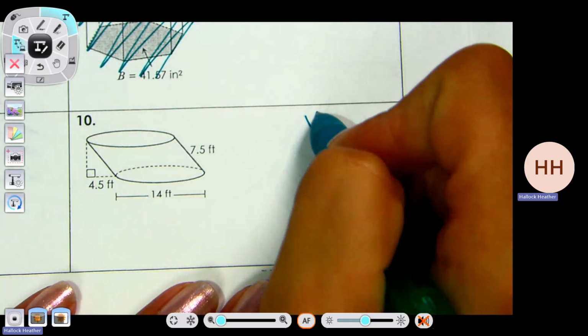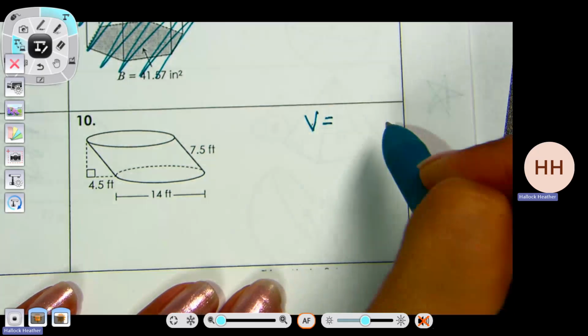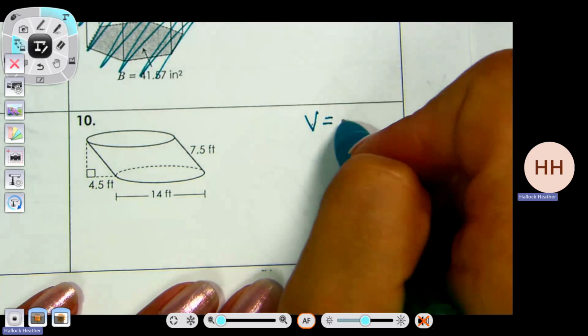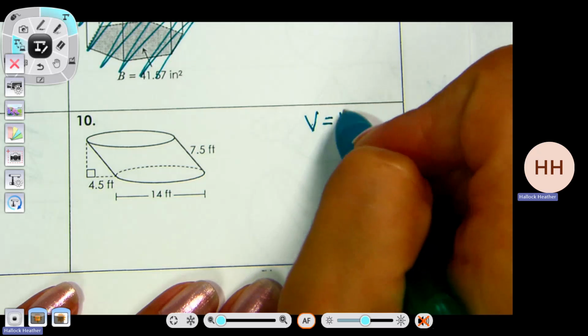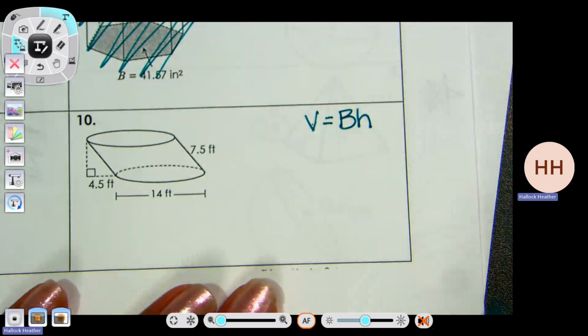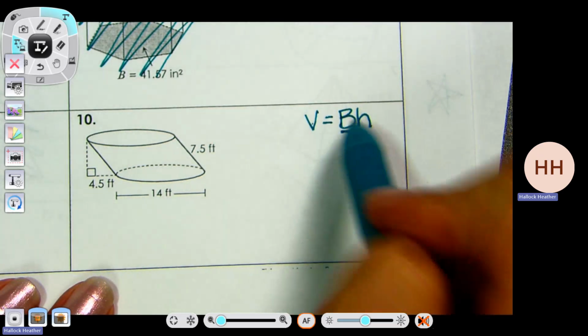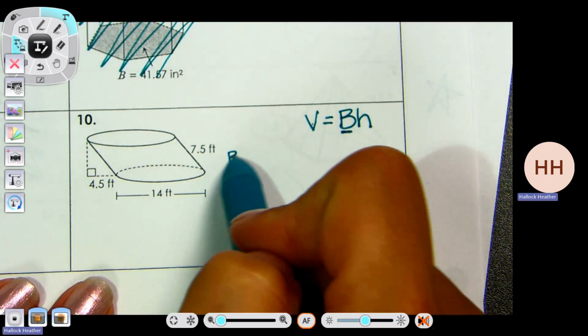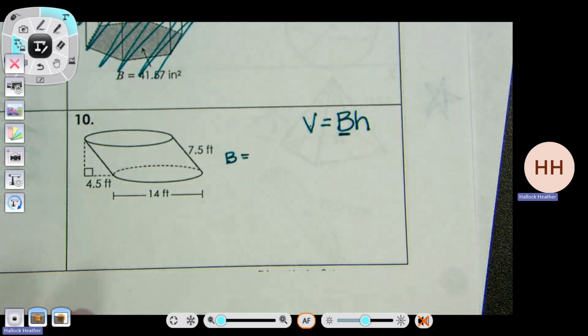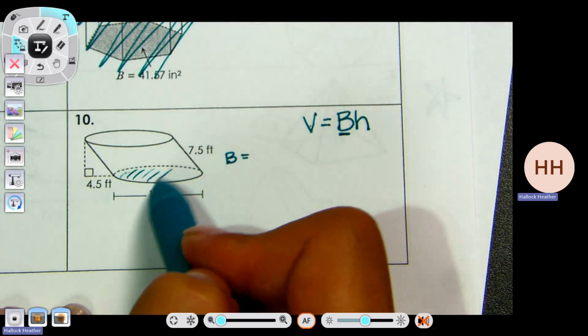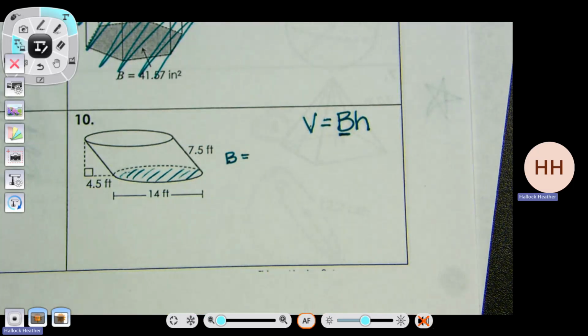V equals big B times H. Okay, big BH. You always start with finding the B. So we're going to do B off to the side. Now, if you shade in your base, you have to pick: am I using length times width or am I using a different formula for this?